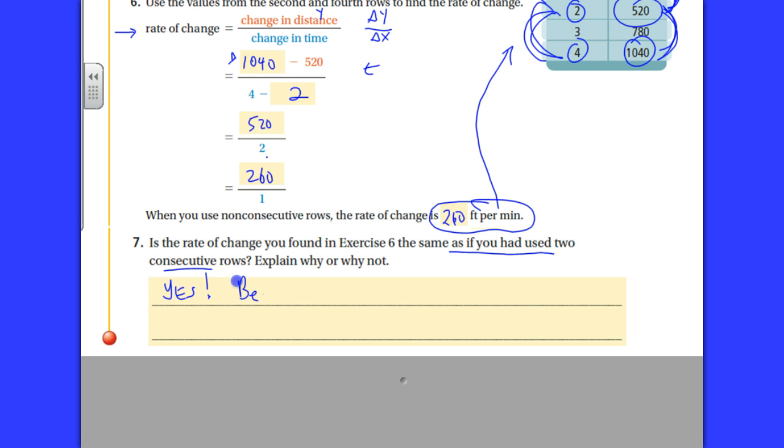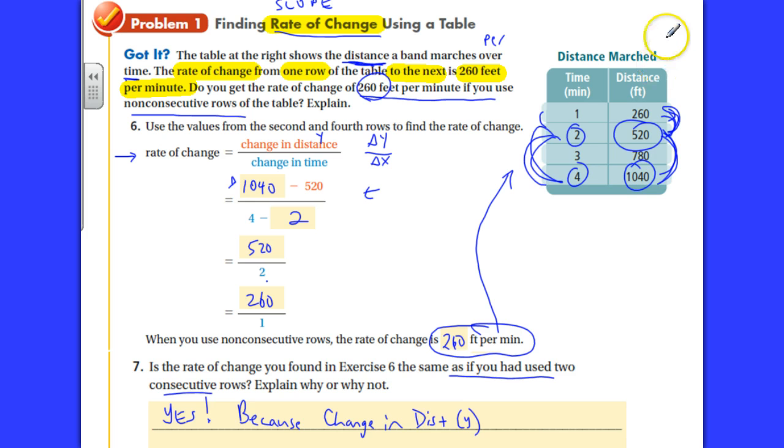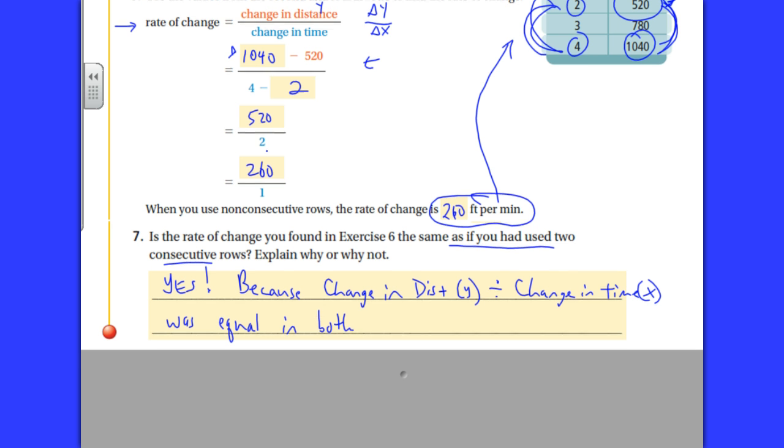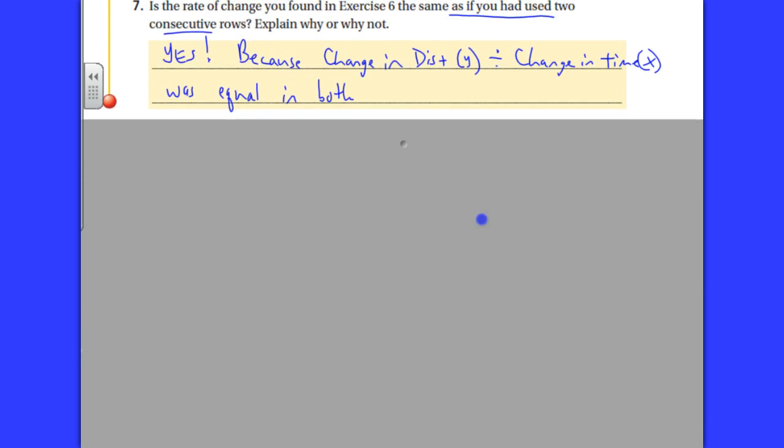Okay, explain why. Well, it's because the change in distance, which was y, that was distance. The change in the distance, the subtracted change, divided by the change in time, which was x, was equal in both, whether they were consecutive or not. All right, so that is true there.